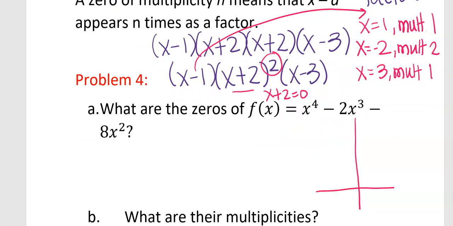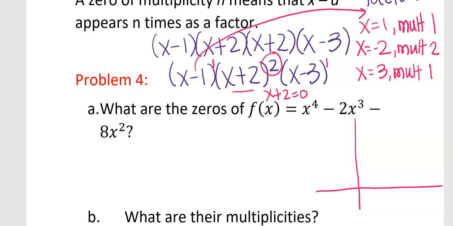Is there a reason that 3 is a multiplicity of 1? Because the exponent right here is a 1. It's just not there. It's not the number, it's the exponent. Oh, so like yesterday? Yes. So the multiplicity is the exponent, or how many factors of it do you have is basically what it is.